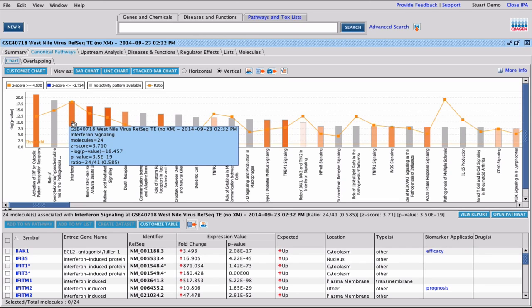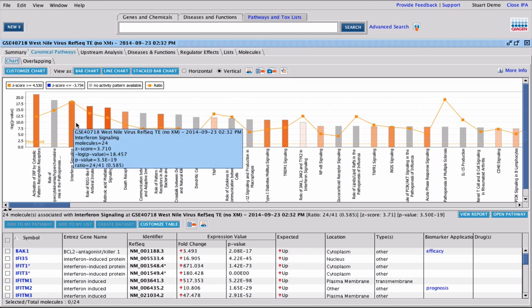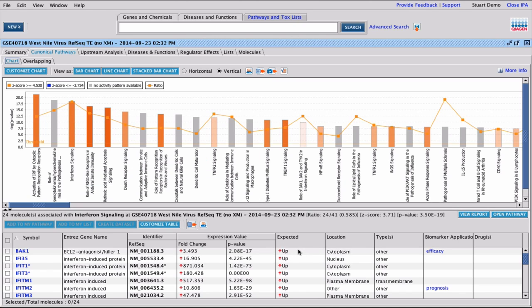Hovering over the pathway bars, you can see that for these West Nile virus-infected human macrophages, the interferon signaling pathway has a significant Z-score of 3.7, which indicates that the pathway is likely activated. In the table below, you can see there is a new column that displays the expected expression direction for genes if the pathway were activated. For example, there are a number of interferon-induced proteins that should be overexpressed if the pathway were activated, and indeed they are upregulated in the dataset.